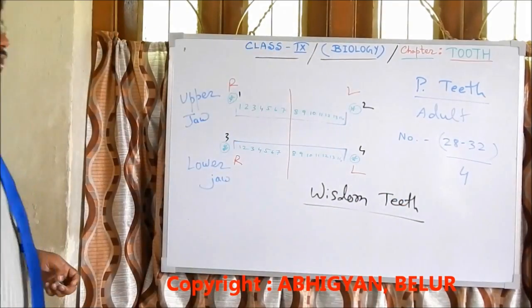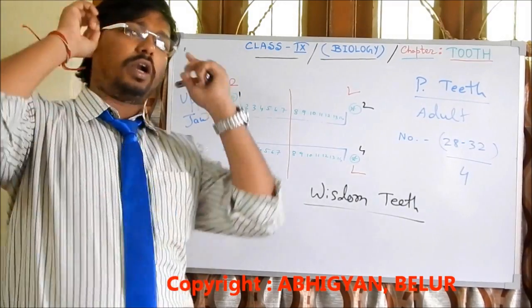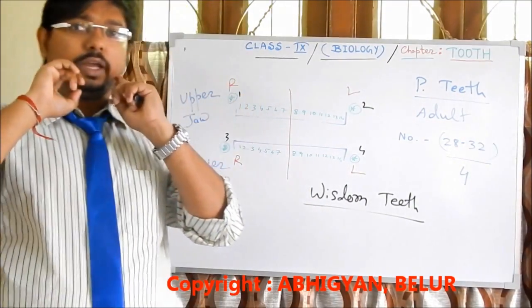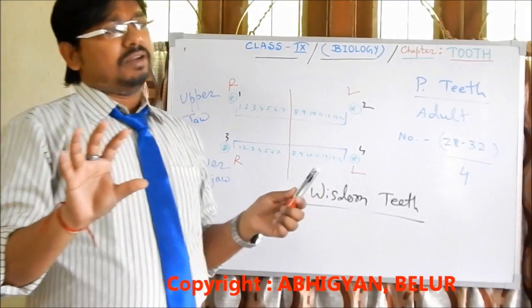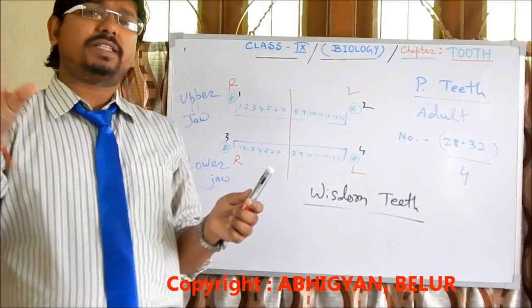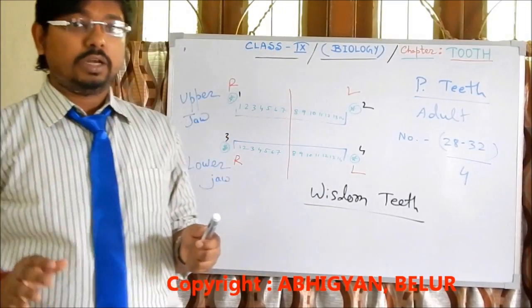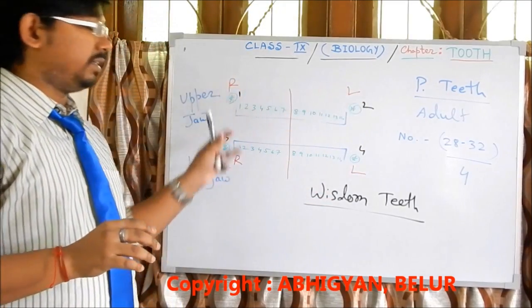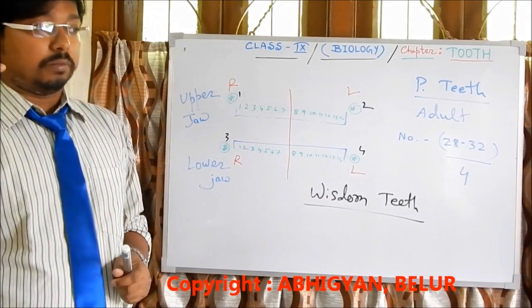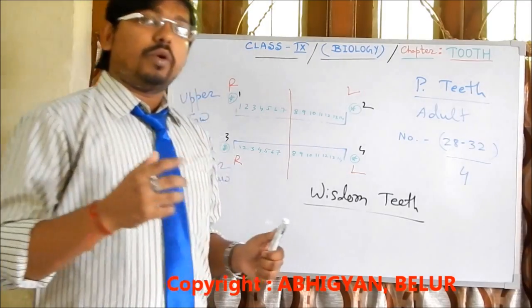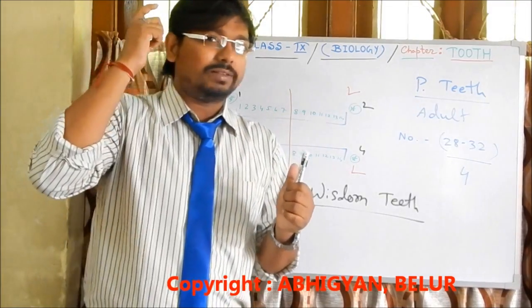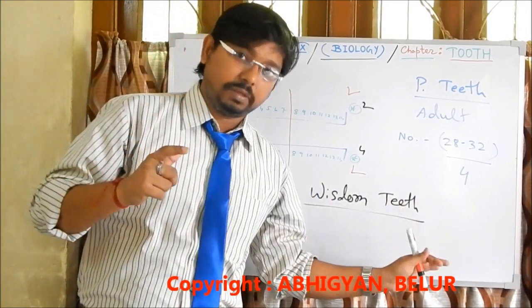Wisdom teeth. What is the meaning of wisdom teeth? Wisdom teeth come at the corner of our jaws. Generally in persons of 13, 15, 16 years old, that is in the teenage years, this type of teeth are coming, growing. When they are growing, we have a little bit of pain in that region. It is called wisdom teeth.